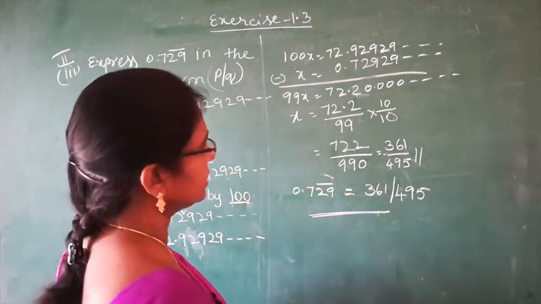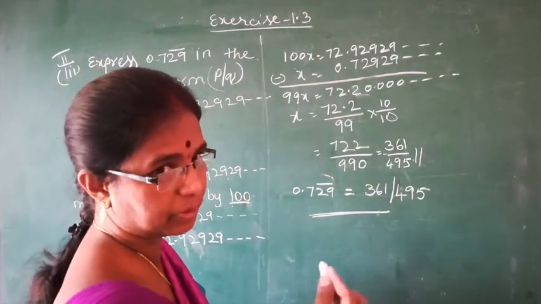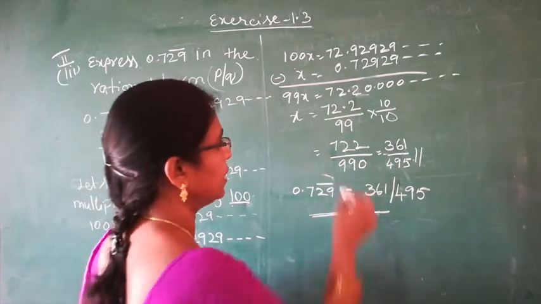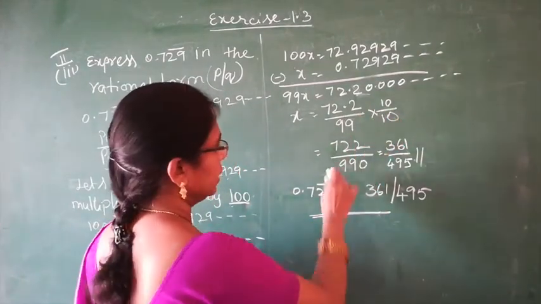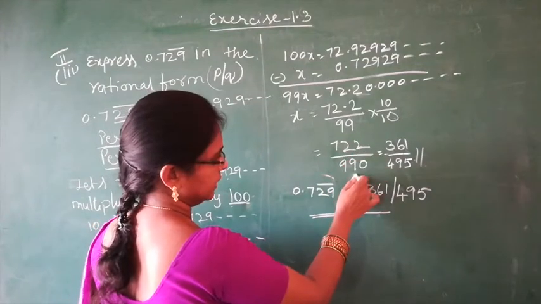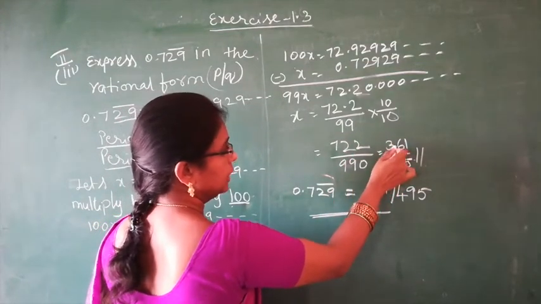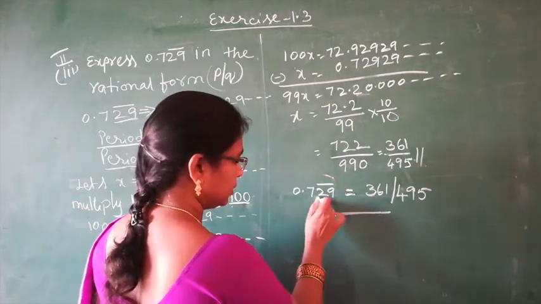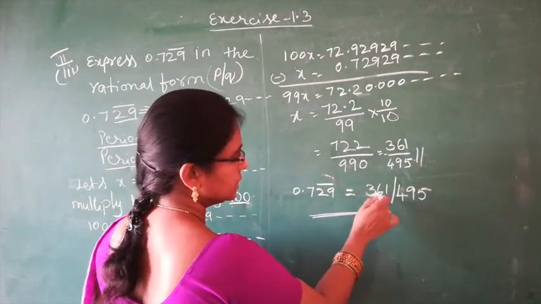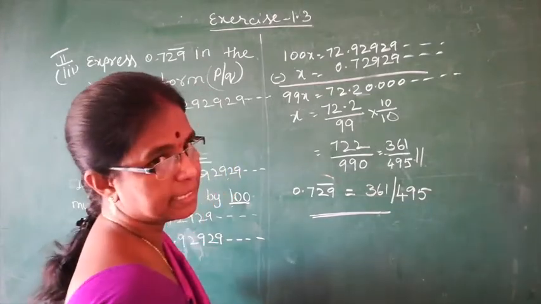Here, in this also, there is again a decimal form. Then we have to change it to a whole number, so we multiply and divide by 10. Now 722 by 990. Then simplification with the 2 table gives 361 by 495. Therefore 0.729 bar is equal to 361 by 495.